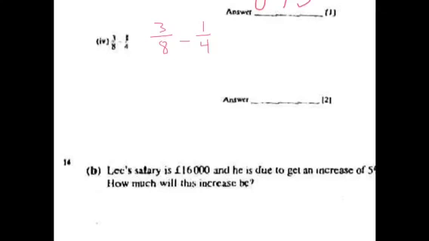So we're subtracting two fractions. We need to have a common denominator. That's the first thing. So it becomes 3/8 minus 2/8. We're just rewriting 1/4 as 2/8. And then very quickly, 3 minus 2 gives me 1/8.